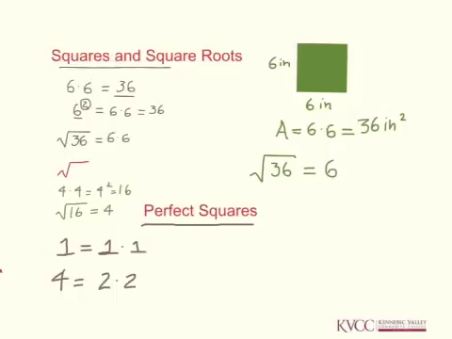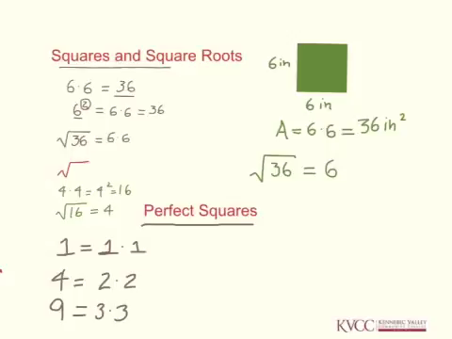And we can continue to find perfect squares by just continuing to use the integers and multiplying each integer by itself. 3 times 3 is 9, 4 times 4 is 16, and so on and so forth. Now every integer has a square root, but most numbers are not perfect squares, and so therefore their square roots are not integers.